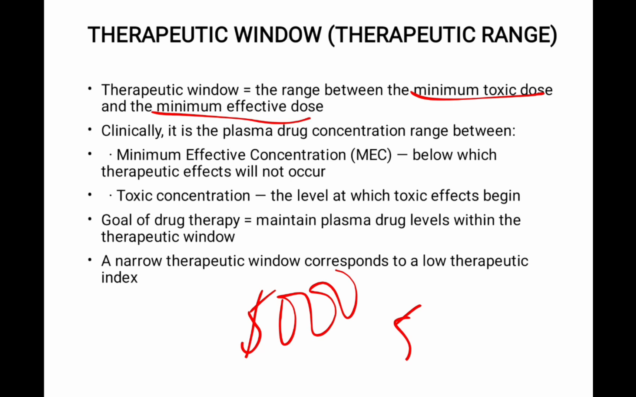So clinically, plasma drug concentration ranges between the minimum effective concentration, below which therapeutic effect will not occur. We have a minimum effective concentration, which means below the minimum effective concentration, therapeutic effect cannot be achieved.